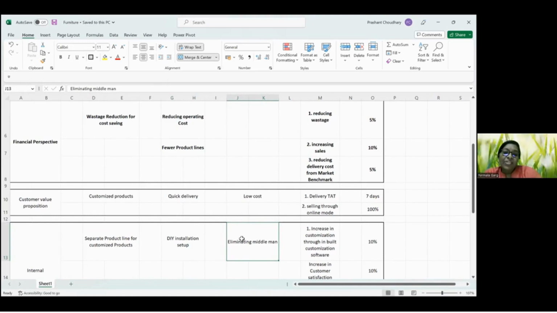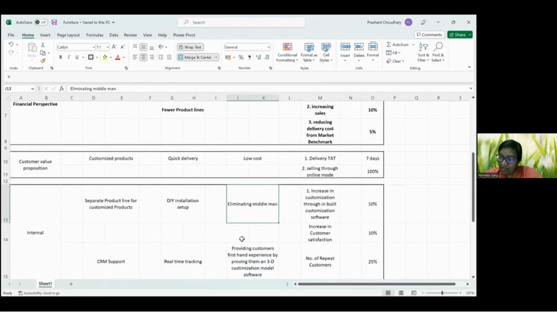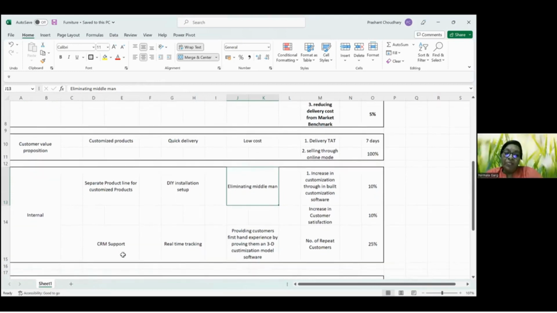You are saying customized products. You are promising the customer customized product. When can you customize a product? Only when you get to know the customer's needs, right? Now, how will you get to know the customer's needs? What is the process you are going to have in your internal business processes which will help you understand the customer's needs? Is it a CRM?